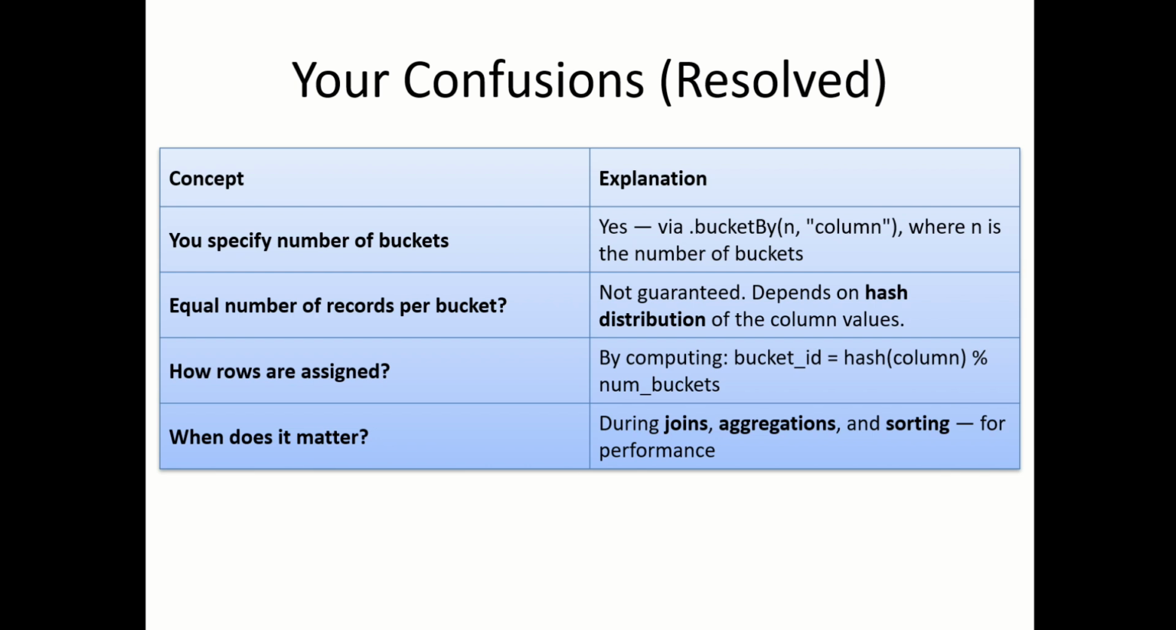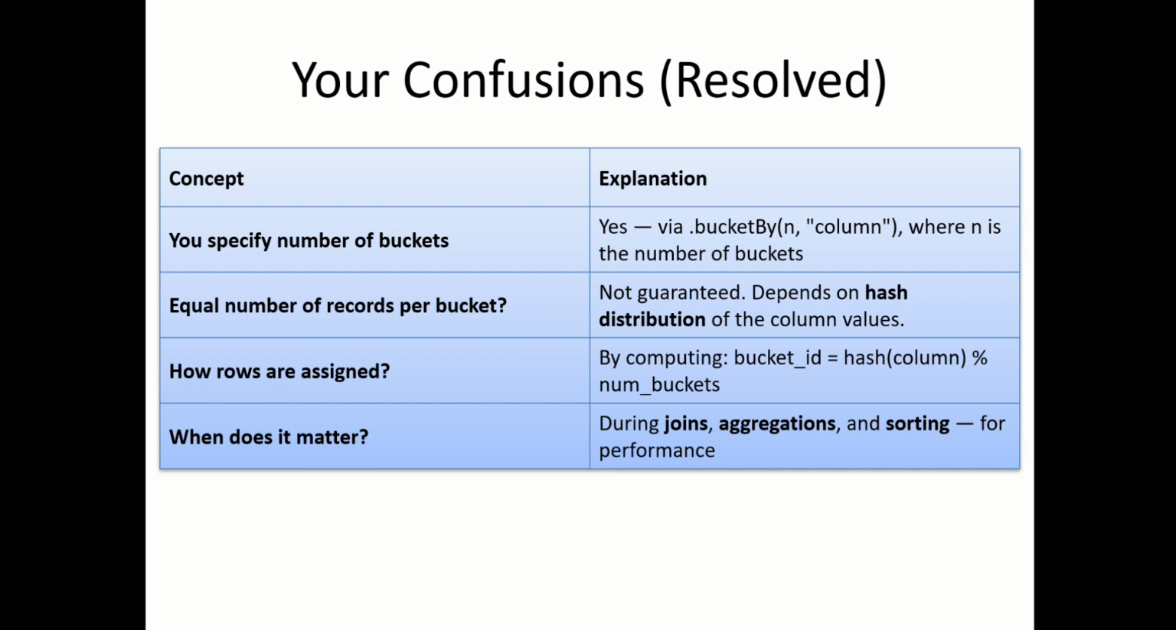You specify the number of buckets. Via bucketBy, you have to put the number and the key column name, where n is the number of buckets you want to create. Equal number of records per bucket? No guarantee in this case, it depends on the hash distribution of the column values, but the number of buckets you want, you will get. Suppose you want 10 buckets, you will get 10 buckets.